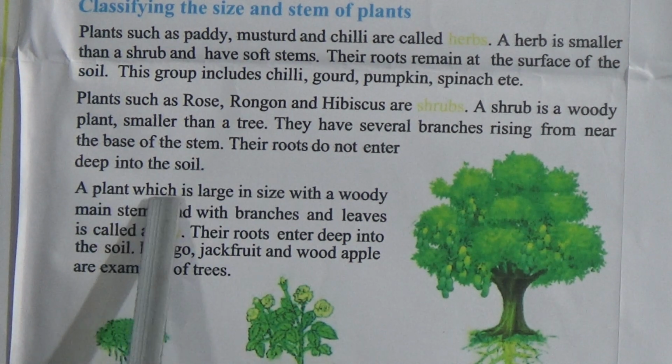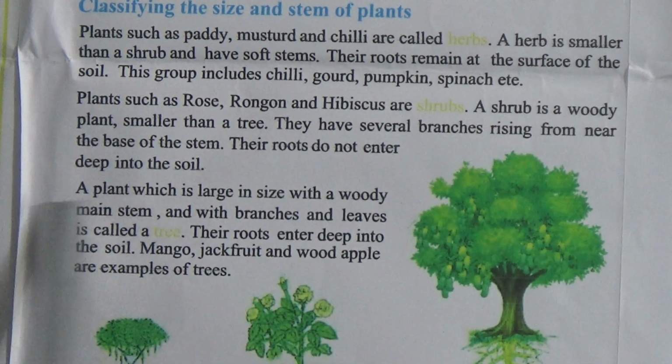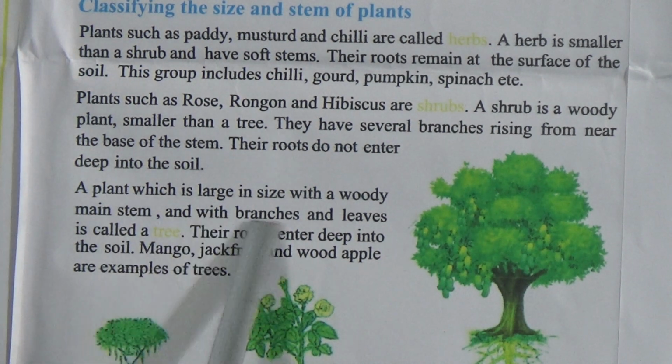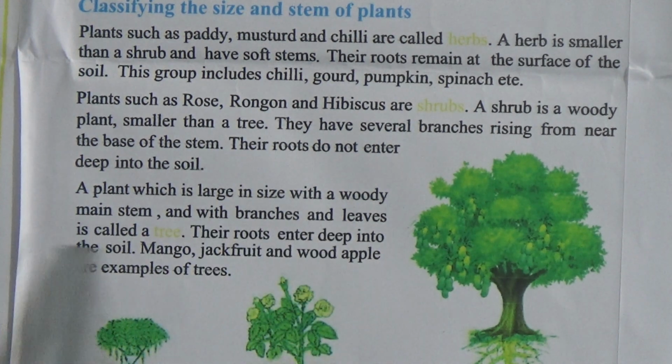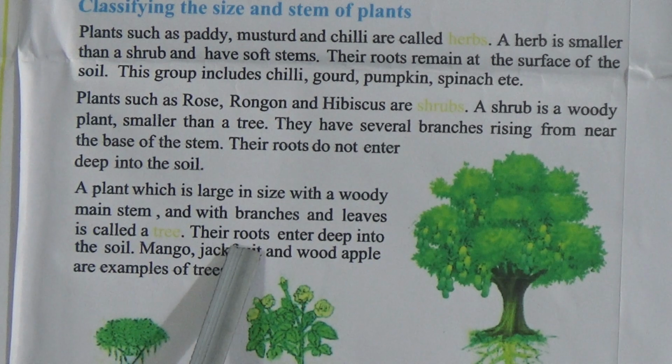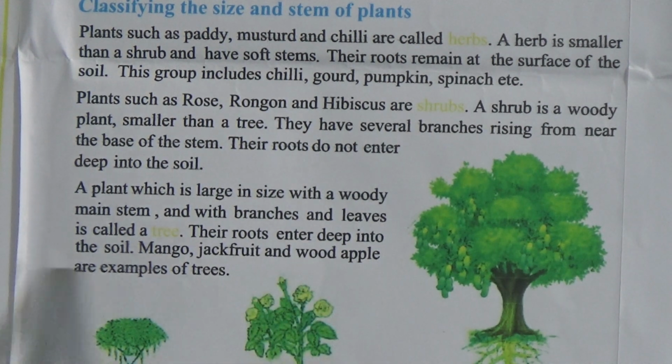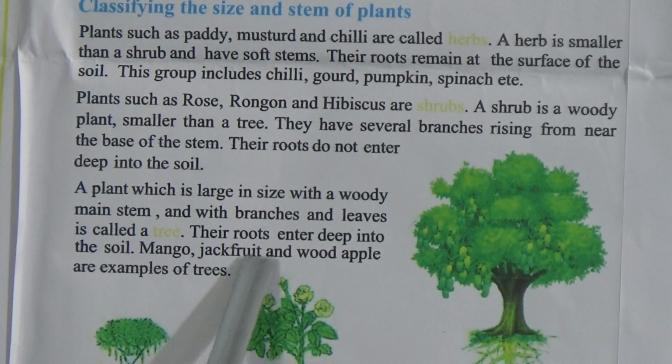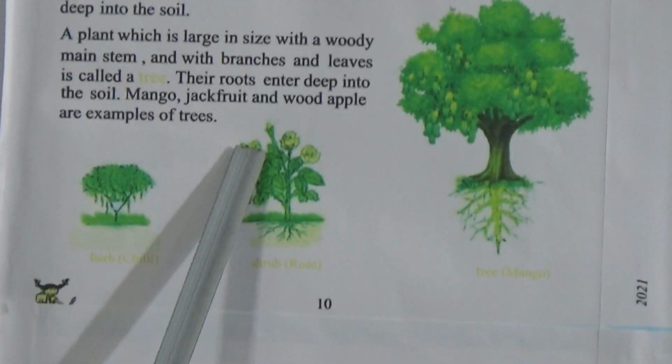A plant which is large in size with a woody main stem and with branches and leaves is called a tree. Their roots enter deep into the soil, and mango, jackfruit, and wood apple are examples of trees.